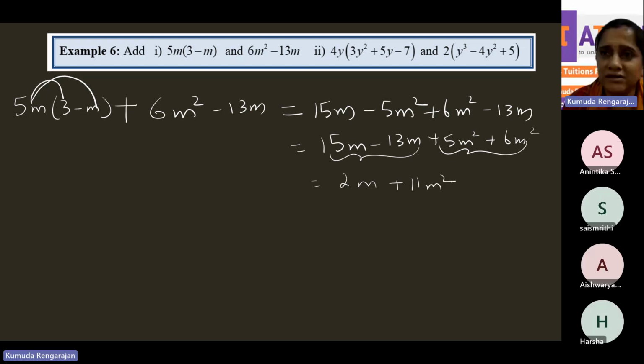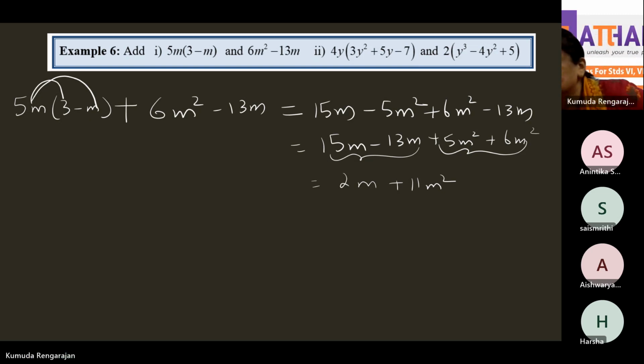When you're adding or subtracting, the literal factors will come down as they are. Only the numbers you should be simplifying. 15 minus 13 is 2, 2m. 5 plus 6 is 11, 11m square. You will not write m to the power 4. You're not multiplying, you're adding or subtracting. So even if you have 100 m square terms, only 1 m square will come in the sum or the difference.